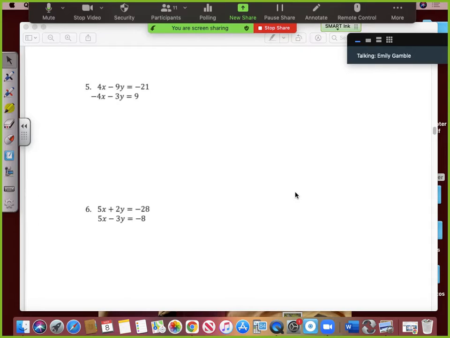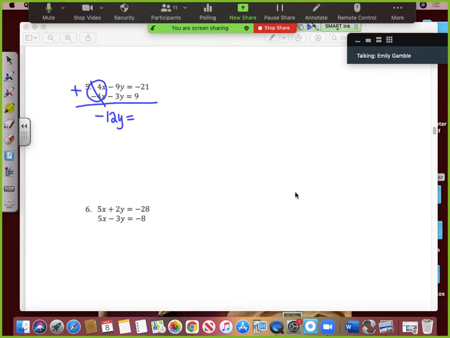So looking at the two options here, I can see that the x's are going to cancel out because I notice that they're the same exact number but opposite. So what I will do, since those are opposite numbers, is add. Whenever they're opposites, you will add, since 4x plus negative 4x is equal to 0 x's. Then I will take a negative 9y and add negative 3y to that, and altogether I'll get negative 12y. Okay, and then I'm going to get negative 21 plus 9.